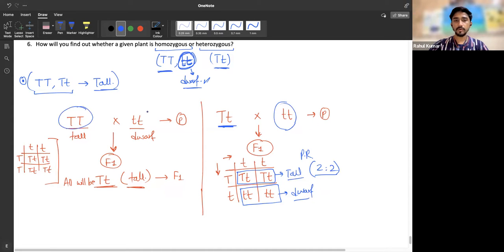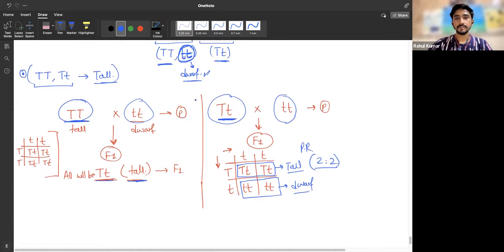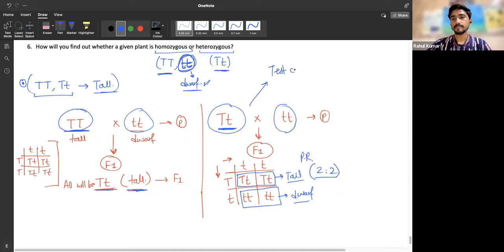If the parent is homozygous and you cross it with a homozygous recessive, in the first generation you will get all tall. So this way we can tell whether the parent was homozygous or heterozygous without even looking at the genes. Is it clear? Yes, sir. And this cross is known as a test cross because we do it to test the genotype. So a test cross is crossing with a homozygous recessive plant. You can cross with homozygous recessive and get to know the genotype, whether it's homozygous or heterozygous.